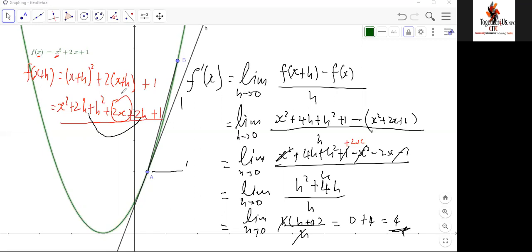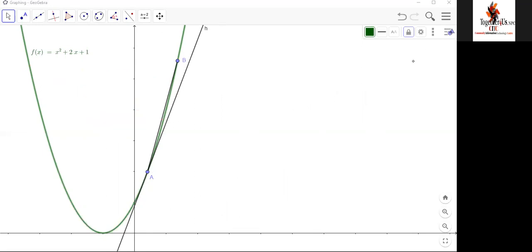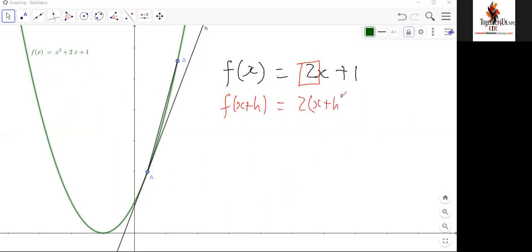Okay. Let us just try and have another look at this nice simple example. For example, let's take f of x equals 2x plus 1. From this, we can see that the gradient is what? Is 2. Now, let us see if first principles work. Well, f of x plus h is 2 into x plus h plus 1, and this simplifies to 2x plus 2h plus 1.